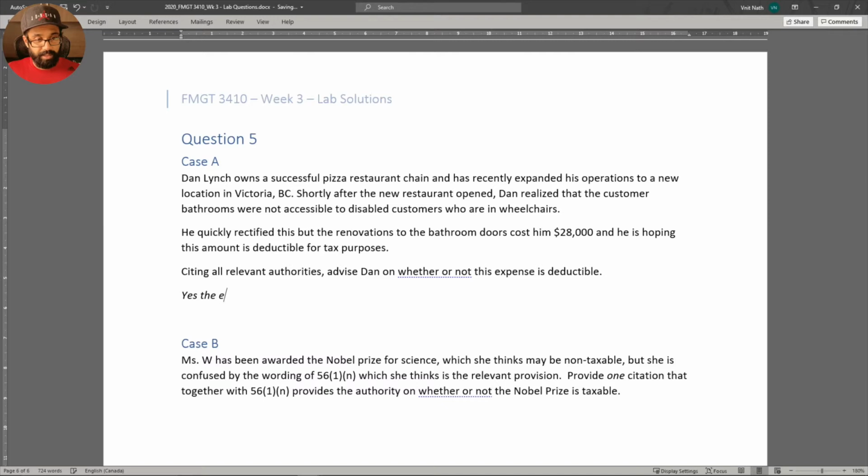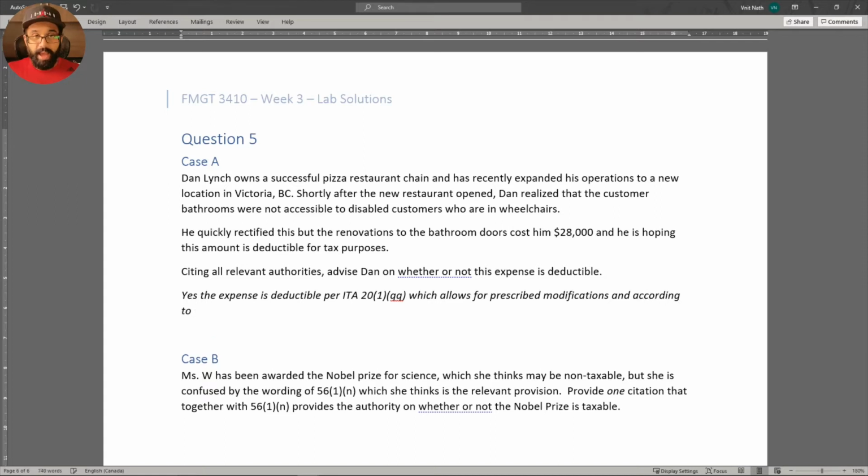We could say, yes, the expense is deductible per ITA 20 subsection 1 paragraph QQ, which allows for prescribed modifications. And according to regulation, and now note here, when we use a regulation, we cannot cite it with ITA. That wouldn't be acceptable. We can use regulation 8800, a modification to the bathroom is a prescribed modification.